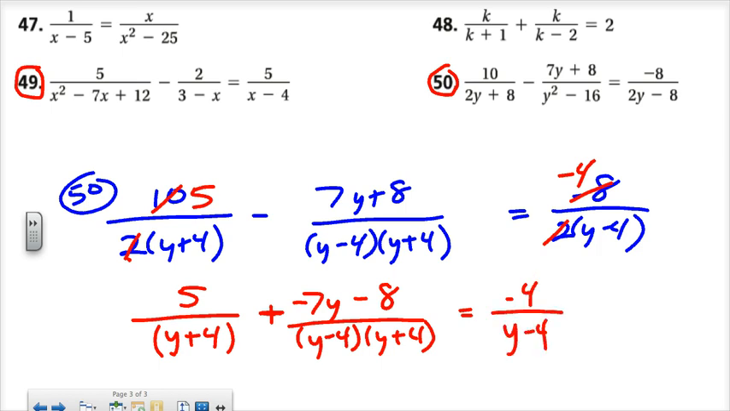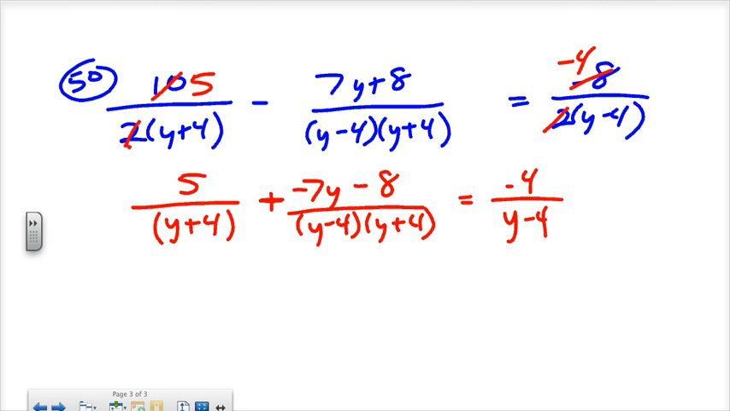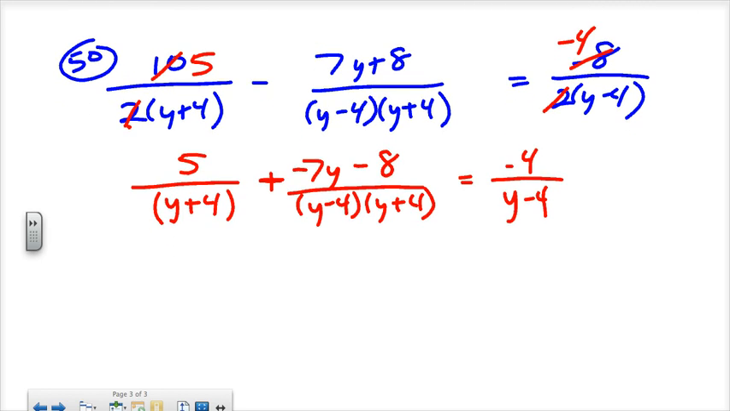All right. Why take those numbers out of there? Easier LCD. That's what we want. I mean, the LCD is really what takes care of everything that we need here. So now we notice our LCD is just going to be y plus 4 and y minus 4. So every one of these terms needs to be multiplied by y minus 4 and y plus 4, or vice versa.